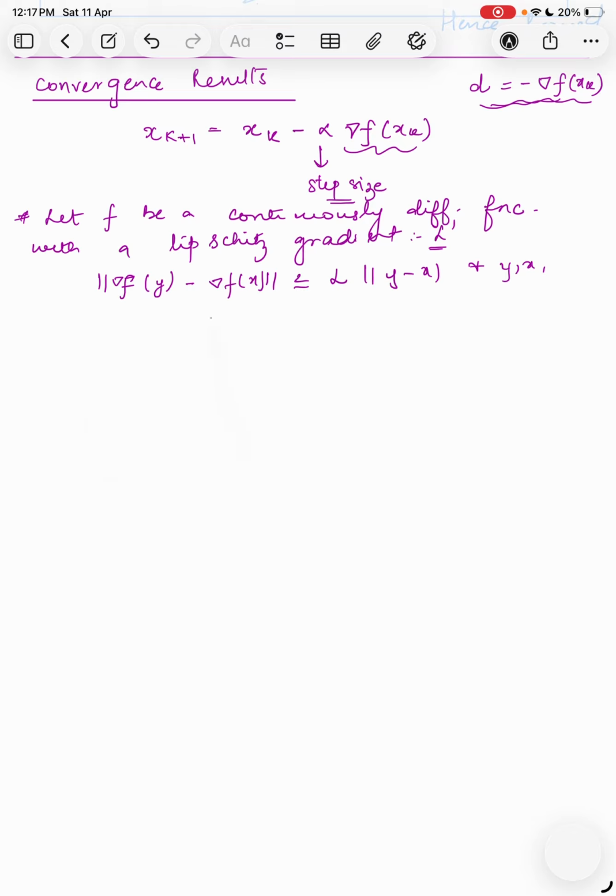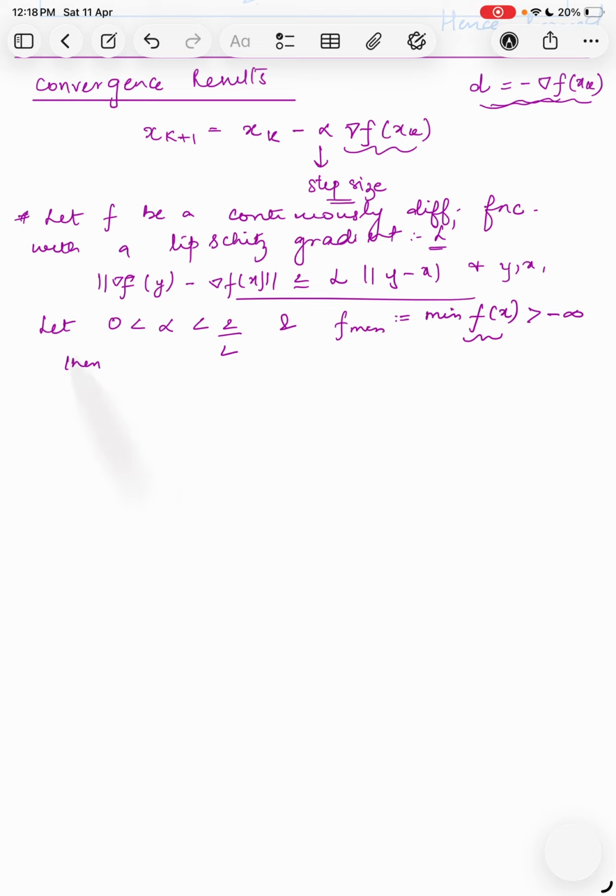So if this condition is true, that your function is continuously differentiable and it has a Lipschitz gradient, which means that this condition is true, then we'll say let alpha, the step size, be between 0 and 2 by L, and the minimum of your function is such that the minimum of f of x is greater than minus infinity. So the minimum of your function is not at minus infinity, it's greater than that.